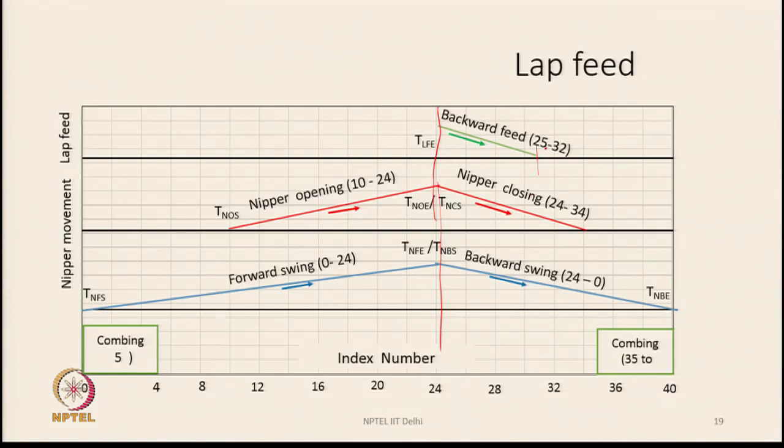So, we can feed from 25 to 32, we do not wait till 34. Prior to 34 we end feeding, because from 35 the actual combing is going to start. So, we must make sure that the feeding ends before 35, and not only that, the feeding must end by the time the nippers are fully closed, that is before 34, and hence timing is given from 25 to 32. We can go up to maximum 33, we cannot go beyond that.